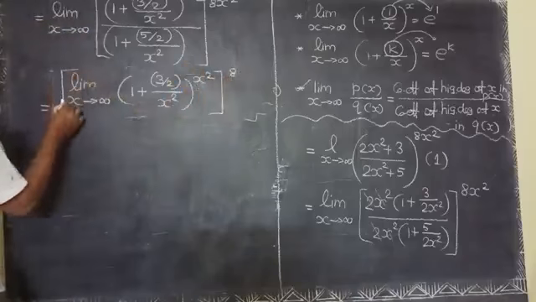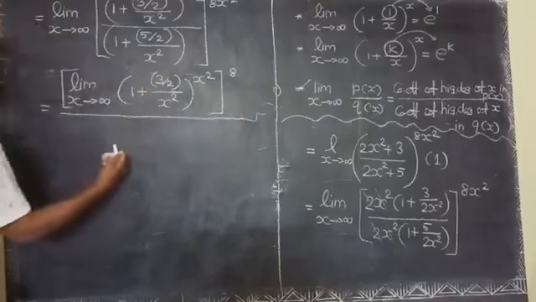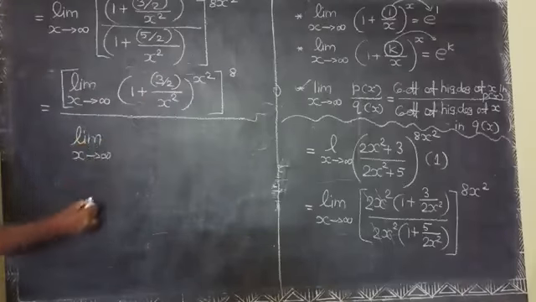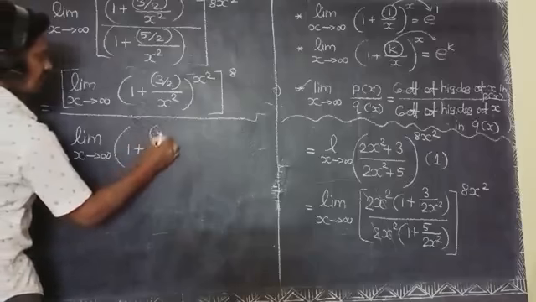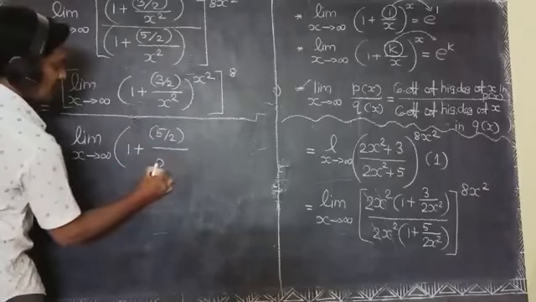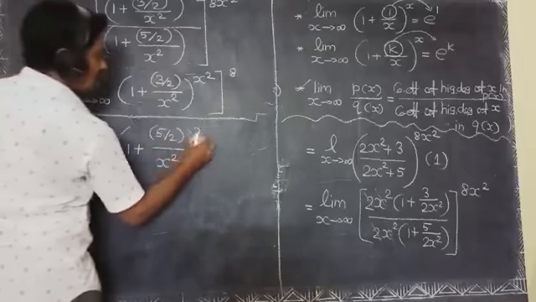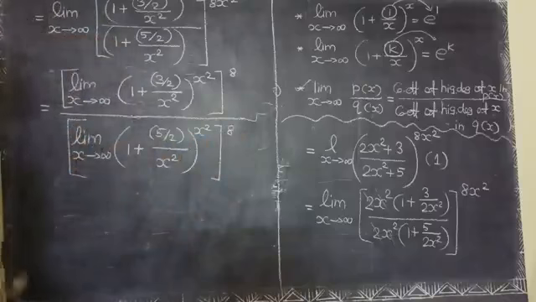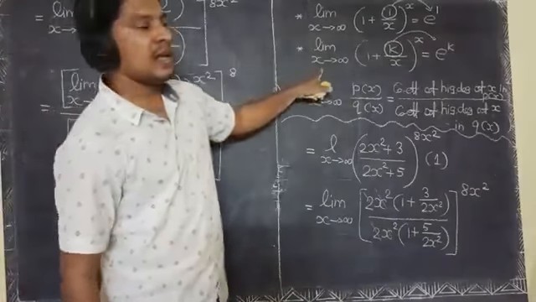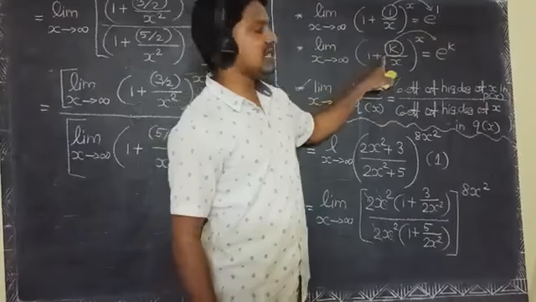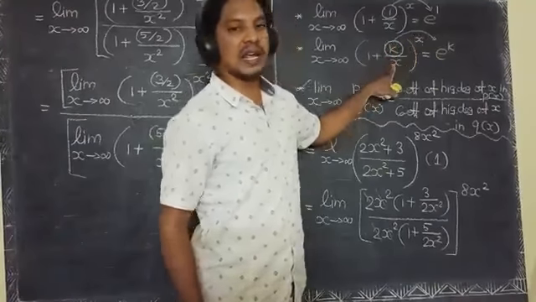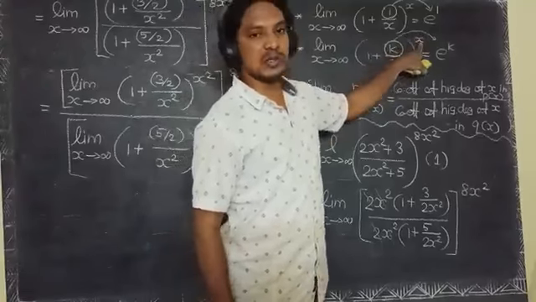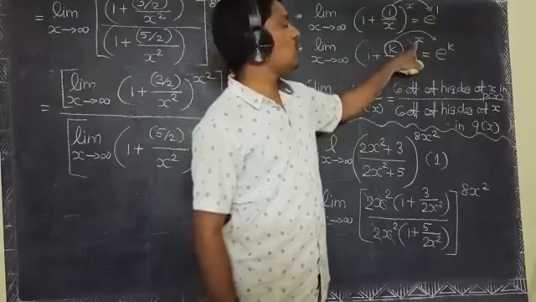Okay, whole power 8 divided by, then the denominator: limit as x approaches infinity, (1 + 5/2 divided by x square) whole power x square, whole power 8. We know the property: limit as x approaches infinity, (1 + k divided by x) whole power x. In the denominator, as x means whole power x, x square means whole power x square, x cube means whole power x cube.